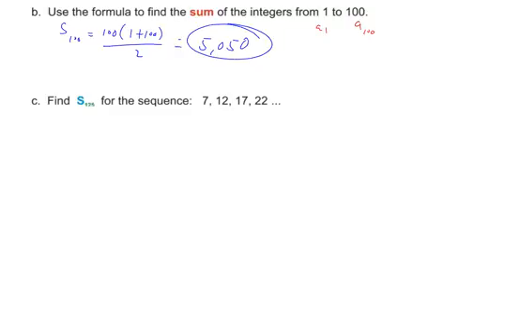All right, the last situation: find S sub 125 for the sequence 7, 12, 17, 22, and so on. If you do it the way we just did it, you say, okay, I have to average the first and the 125th term. I know the first, I don't know the 125th. So what are you going to do? How are you going to solve it?